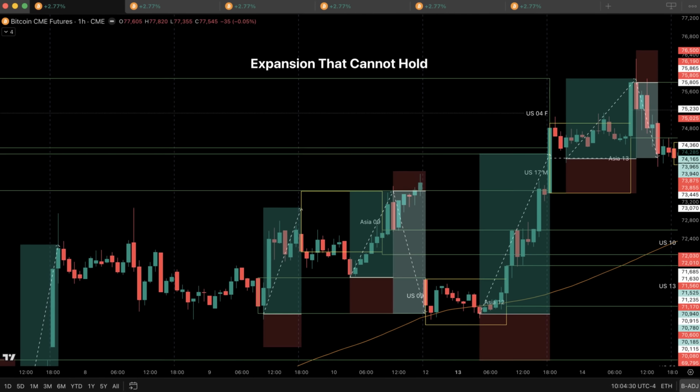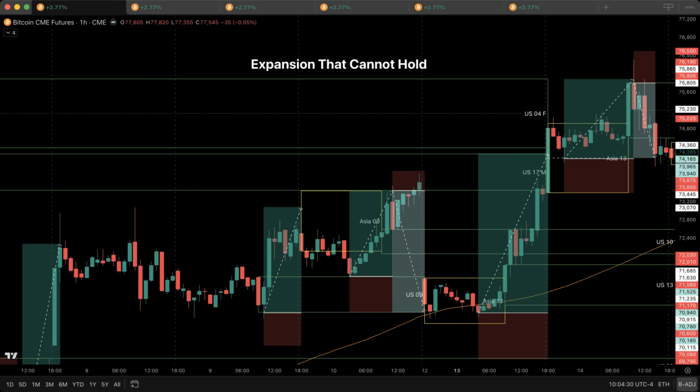Price pushes higher, but it cannot stay. The April 13th U.S. session forms below the April 10th U.S. session box. The session opens inside the middle of the April 12th Asia structure. Price sits around that midpoint. It does not break away. It looks stable. It looks balanced, but it does not expand.